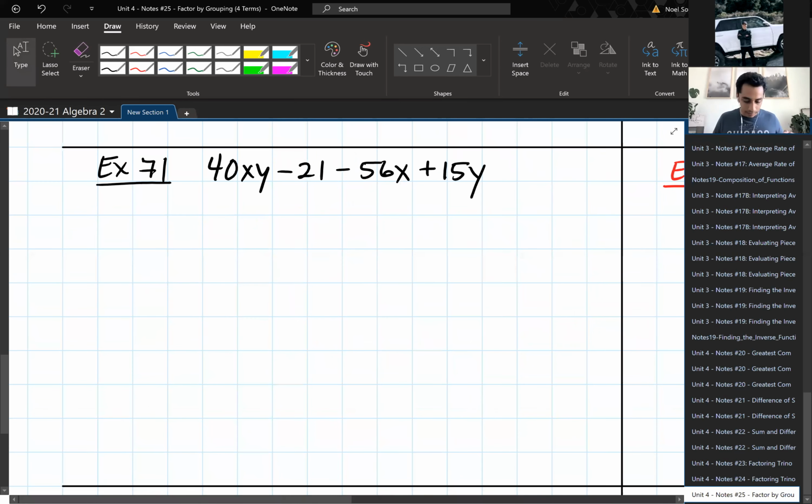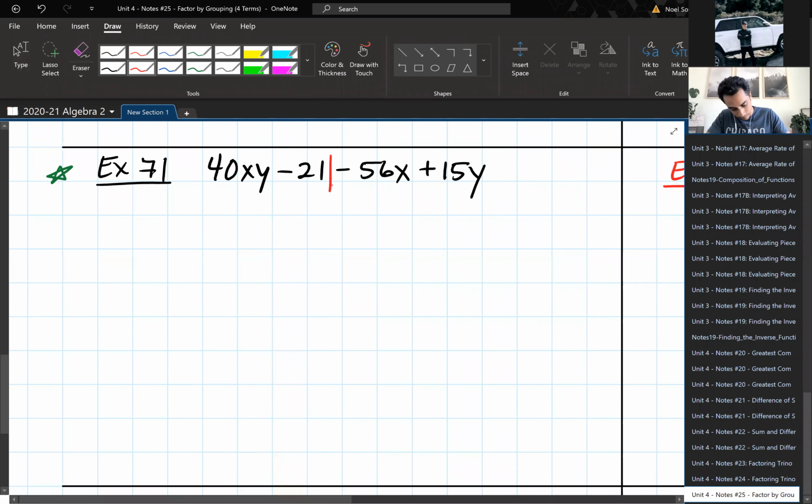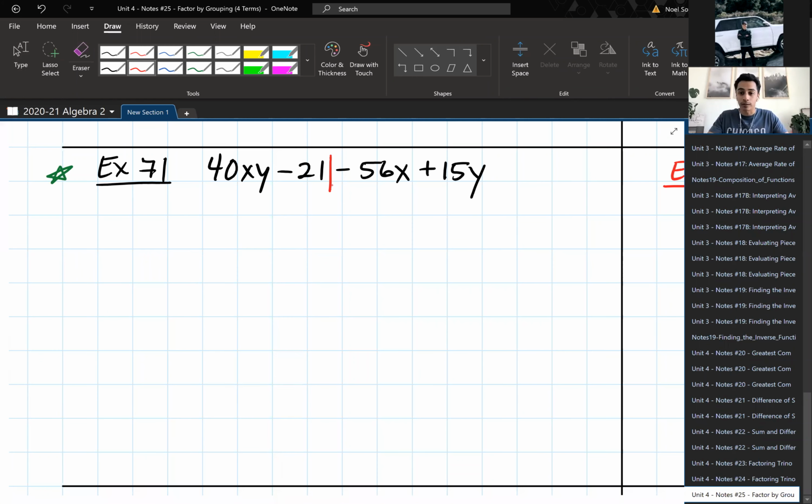All right. I like these. Example 7. All right. This one is also a special case. All right. This is a different star though. It's for a different reason. All right. Let's go traditional. Let's split this up. 40 and 21. Is there a GCF there between 40 and 21? Are those first 2 terms?